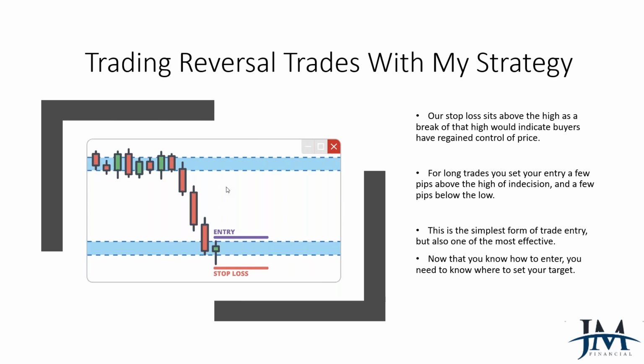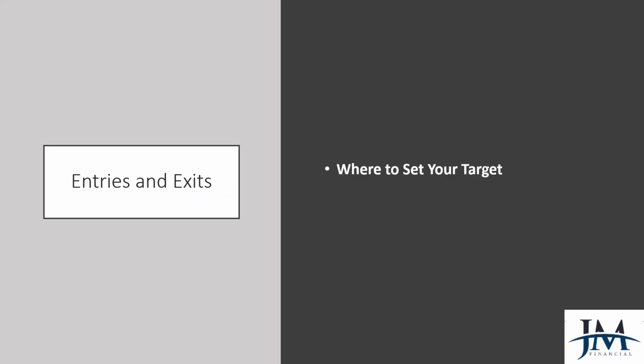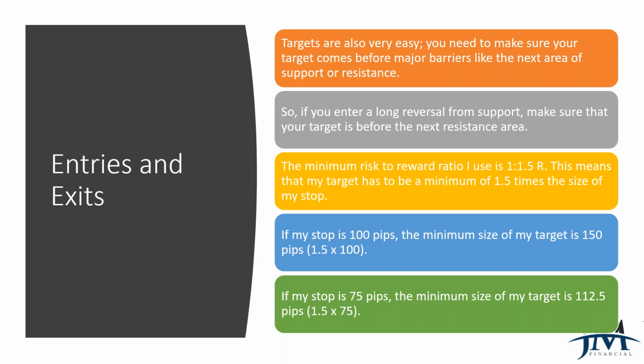Now that you know how to enter, you also need to know how to set your target. So where would you set your target? Because you still have to set your risk management tools. Targets are also very easy. You need to make sure your target comes before major barriers like the next area of support and resistance. So if you enter a long reversal from support, make sure that your target is just before the next resistance area.